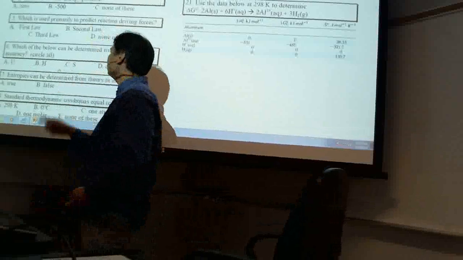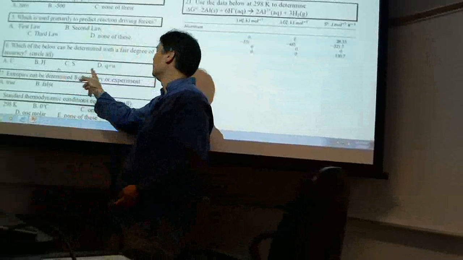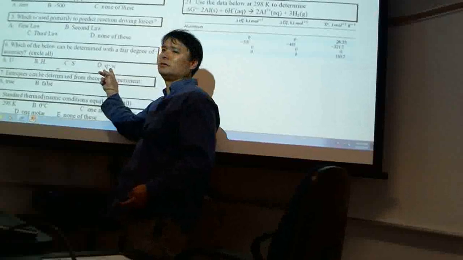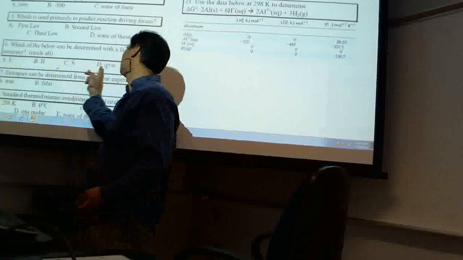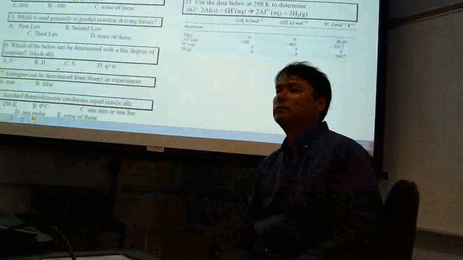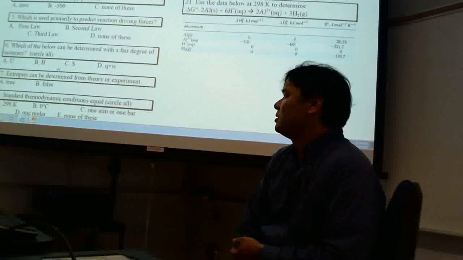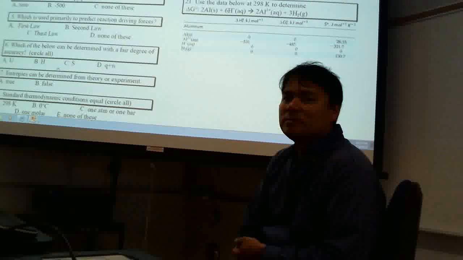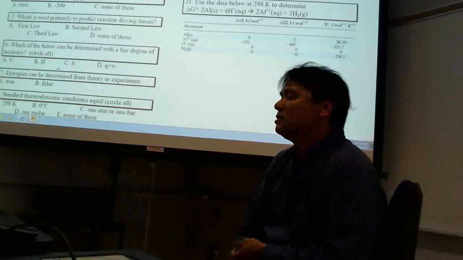But C, you can determine, yes, with a fair degree of accuracy. And D, you can determine with accuracy too. What we determine is delta H and delta U. Well, delta U is just equal to Q plus W. There's no problem with delta U, as long as we use Q plus W or something else, but we can't use U final minus U initial because we don't know what the absolute values are. And so the answer is just C and D.